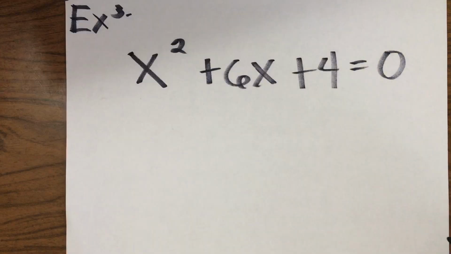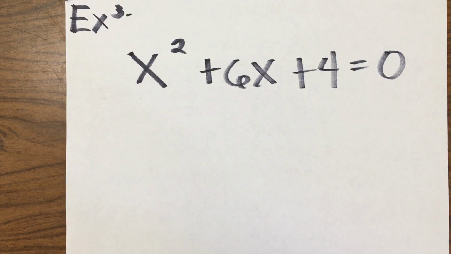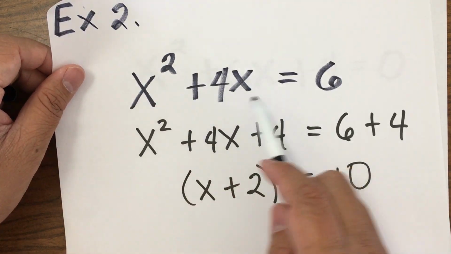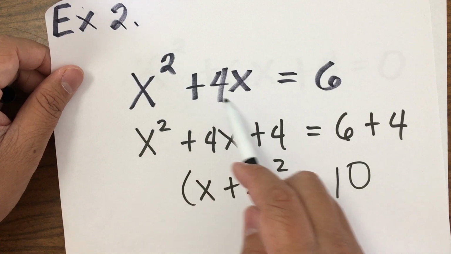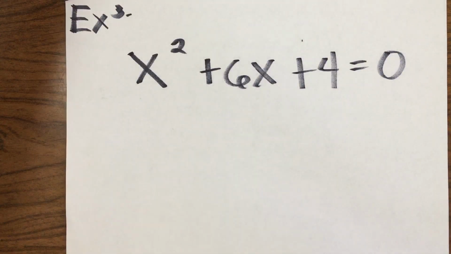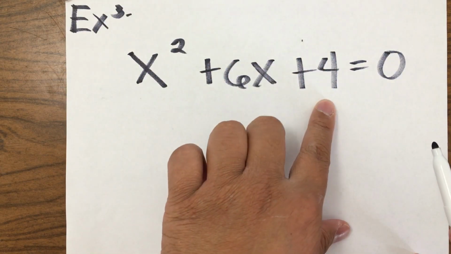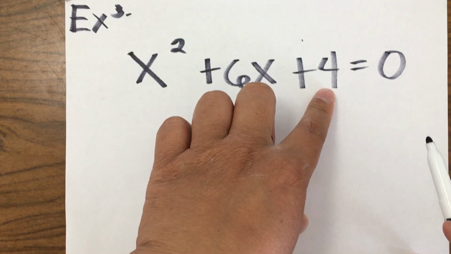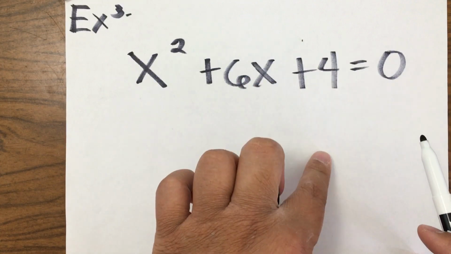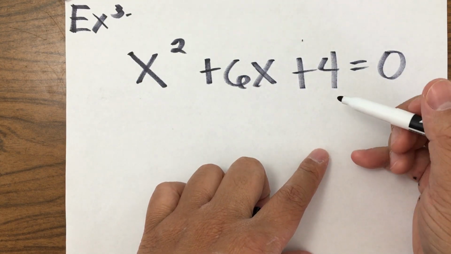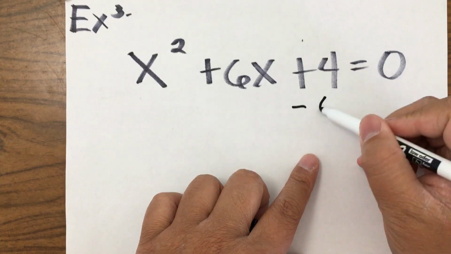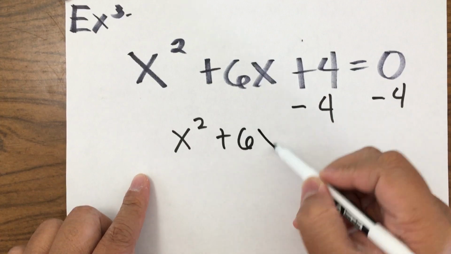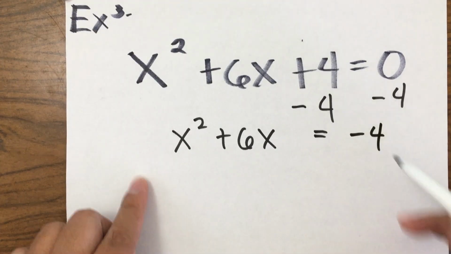Now for the last example, what if we have this one? Unlike the previous example, where both parts of the equation with variables are on this side, this time we have an additional term here. So what we're going to do is move that to the other side. Basic algebra: we get the opposite of plus 4, which is minus 4, and then rewrite the equation as equal to minus 4.